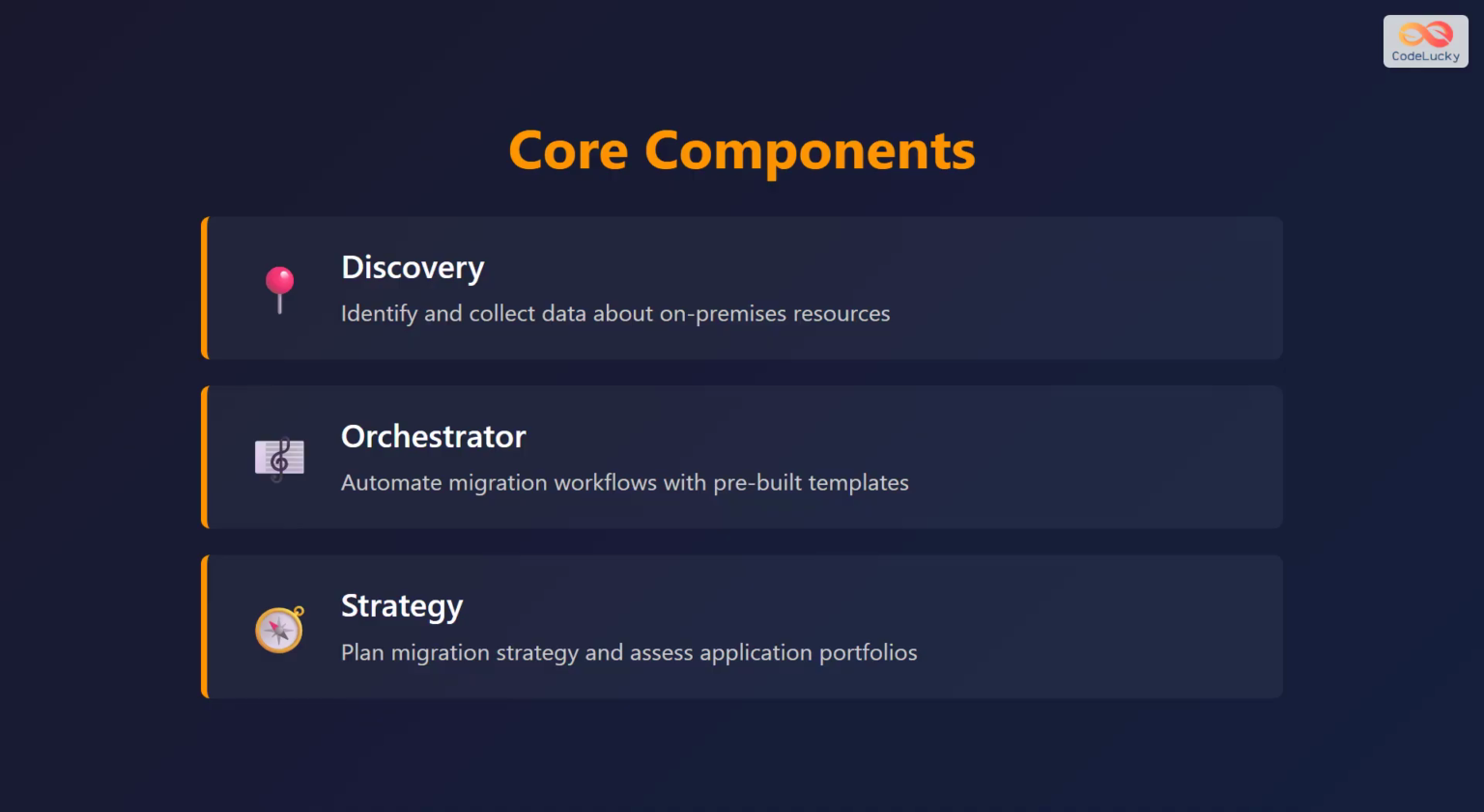Migration Hub consists of 3 core components. Discovery helps you identify and collect data about your on-premises resources, giving you a clear picture of what needs to be migrated. Orchestrator automates migration workflows using pre-built templates, reducing manual effort and potential errors. Strategy helps you plan your migration strategy and assess your application portfolios, ensuring you choose the right approach for each workload. These components work together to provide an end-to-end migration solution.